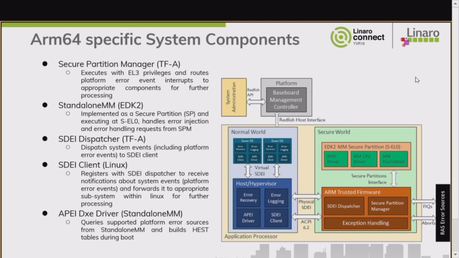The third one is the SDEI dispatcher, and the corresponding part of that is the SDEI client as well. The SDEI dispatcher and the SDEI client are required for passing on certain information about the events that the firmware has captured. The SDEI dispatcher notifies the SDEI client, which is part of the Linux kernel, about a particular system event that has occurred. These two components, the dispatcher and the client, work together to pass on the system events from the firmware to the Linux kernel.